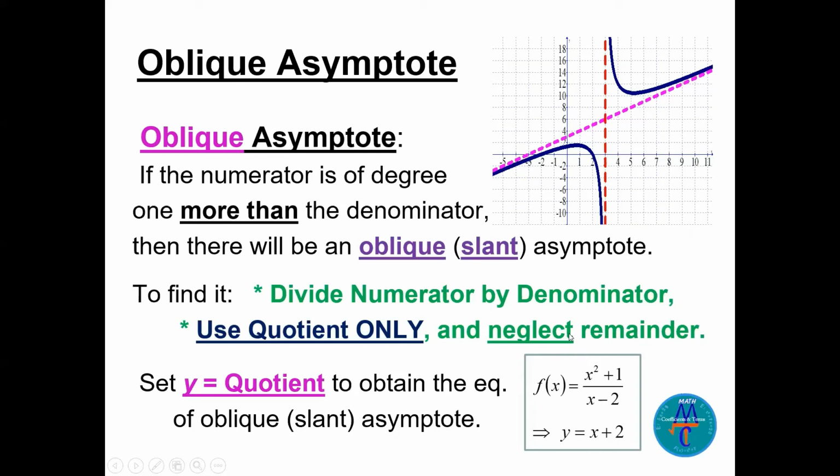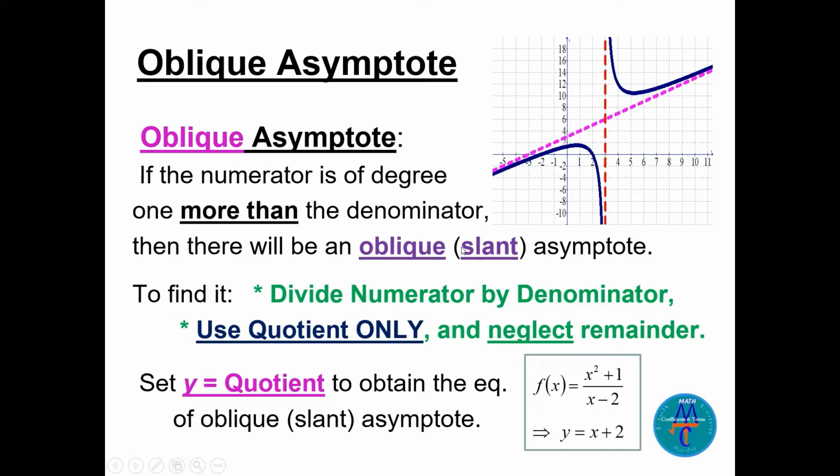So we divide the numerator by the denominator, and then we take only the quotient, and we neglect the remainder. When you divide this by this, you take the quotient. You put y equals quotient. If you divide this using long division or synthetic division, you will get the quotient x plus 2. So you take y equals x plus 2. That's a straight line, the pink one here. This is a straight line. That's oblique.